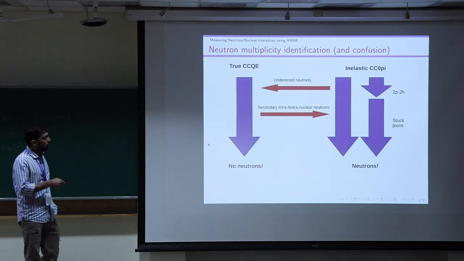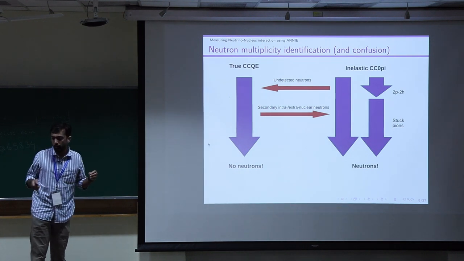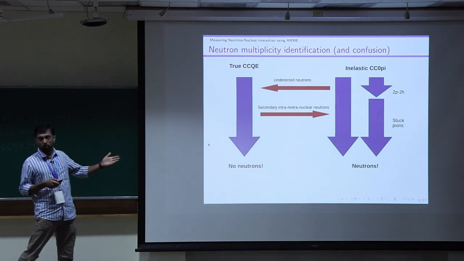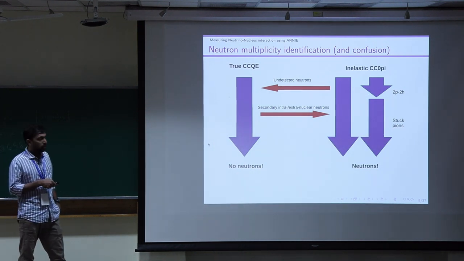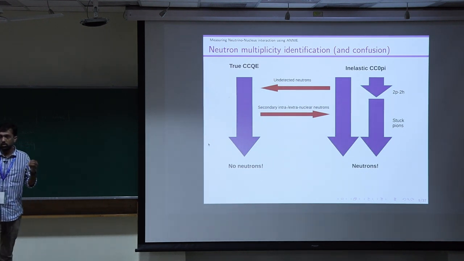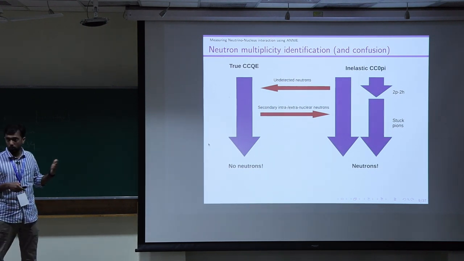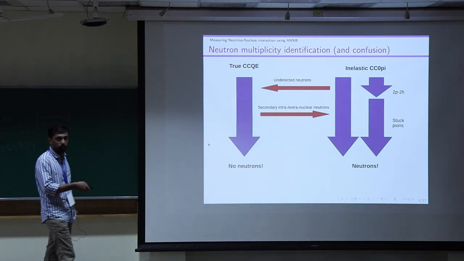So for example, suppose there are no pions in the final state, but there is a 2p2h interaction. This is where a neutrino interacts with a correlated pair of nucleons, and then these two nucleons will be emitted from the nucleus, and there will be neutrons. Okay, if you don't detect those neutrons, that will exactly look like a CCQE interaction. And there are again stuck pions. The pions can get stuck inside the nucleus, that can also hit a neutron, and a neutron can be emitted from the nucleus. If it is undetected, that will look like a CCQE event. So that can cause a lot of bias in the reconstruction if you don't identify these neutrons.